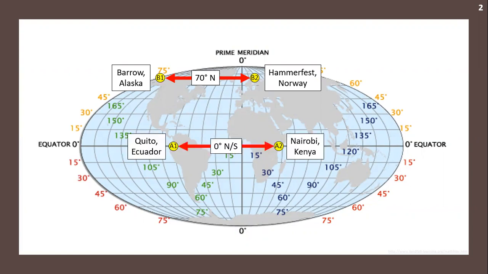It's important to note that these major cities do not fall exactly on the 0 degrees north-south equator or the 70 degrees north latitude line. However, to simplify this exercise, we will assume that they do.